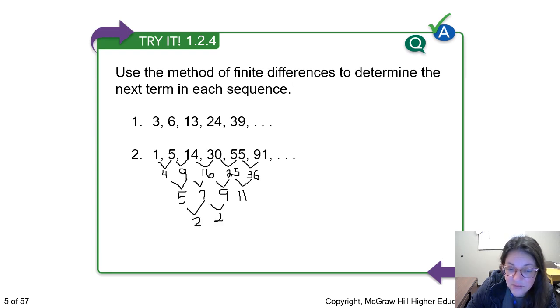Okay, now that I have the common difference, I can use that to add up. So now I'm going to add up. So 11 plus 2 is 13. 36 plus 13 is 49. 91 plus 49 is 140.